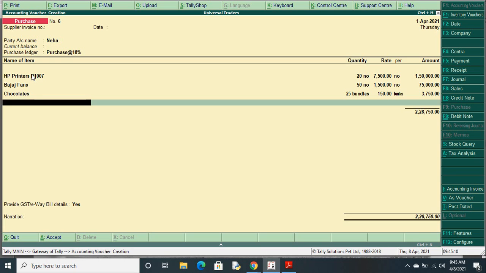Yes, sir. What is the advantage of selecting allow common ledger? If you allow common ledger, it means this 18% is common for all the items. You have no need to mention 18%, 18%, 18% every time. If you didn't mention this 18%, then you have to write that 18% for every item individually.